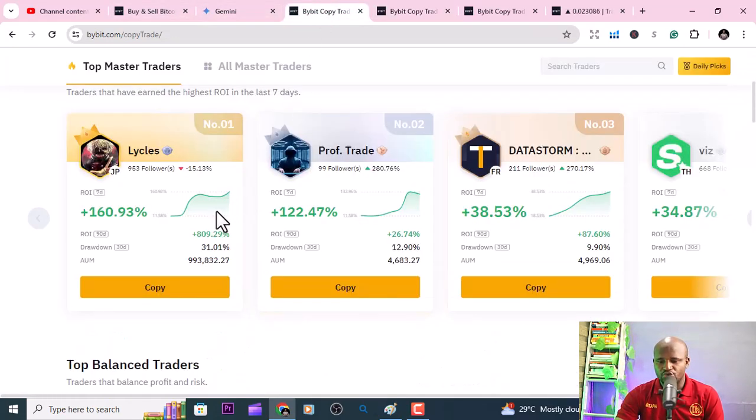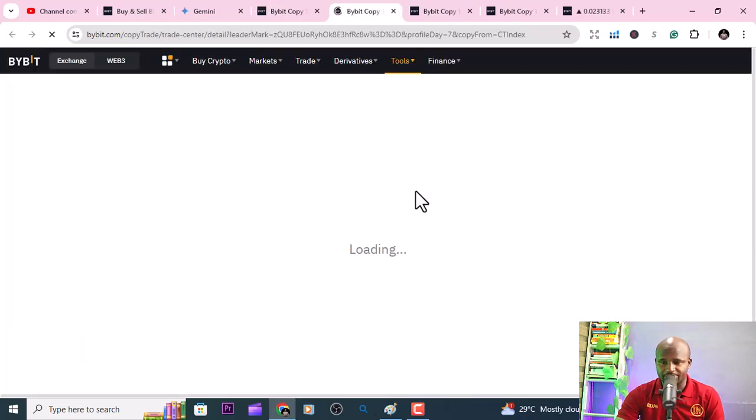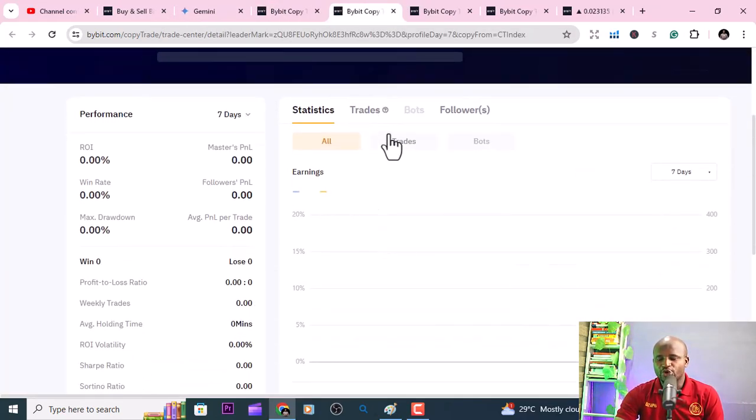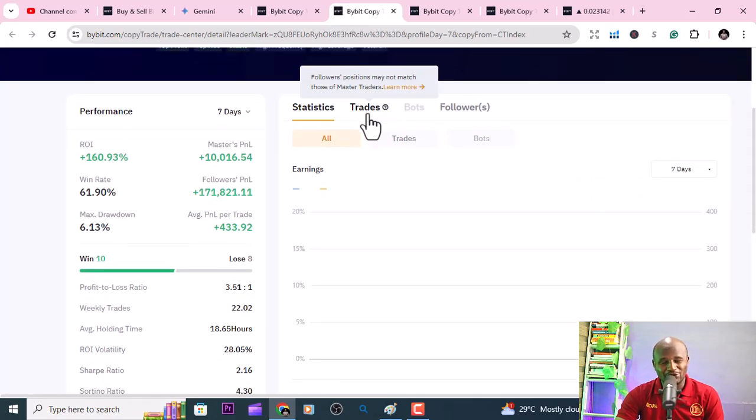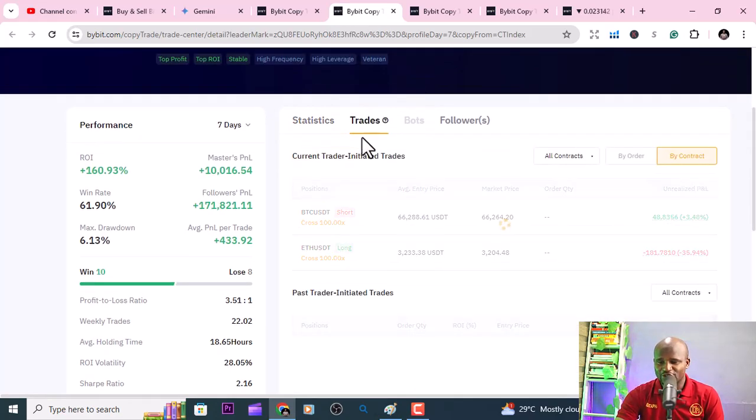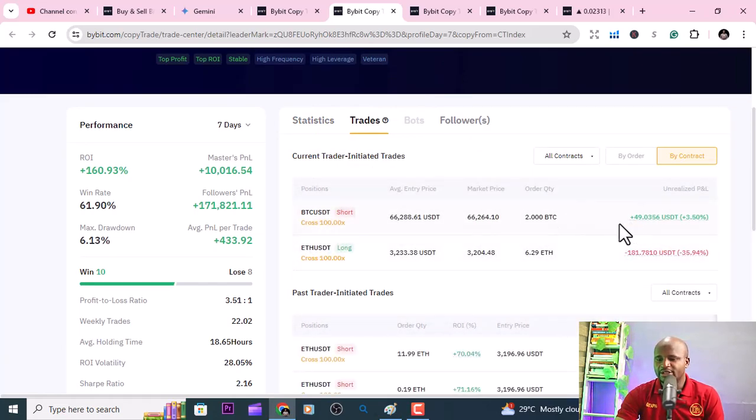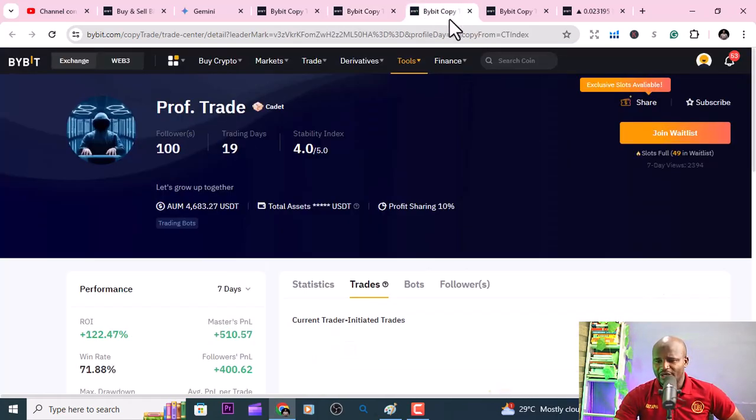So let's go back to Lycos. I forgot something. Your number one trader. When you go to trades, the secret is that you'll be able to see the trades this person has engaged in. So when I go to trades like this, you see, it's opening. This person has some trades going on currently. BTC USD short. You can see this trade is winning. And ETH USD long is currently trailing here. So I can literally copy this and also use that on my own to do the trades.